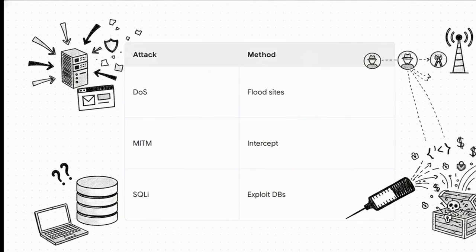They're positioning themselves right between you and the internet, quietly intercepting all your data and login credentials. Finally, SQL injections. If a website's coding has a vulnerability, attackers can inject malicious database commands, known as SQL, to completely seize control of the backend database. This lets them steal user data or even alter and delete financial records.